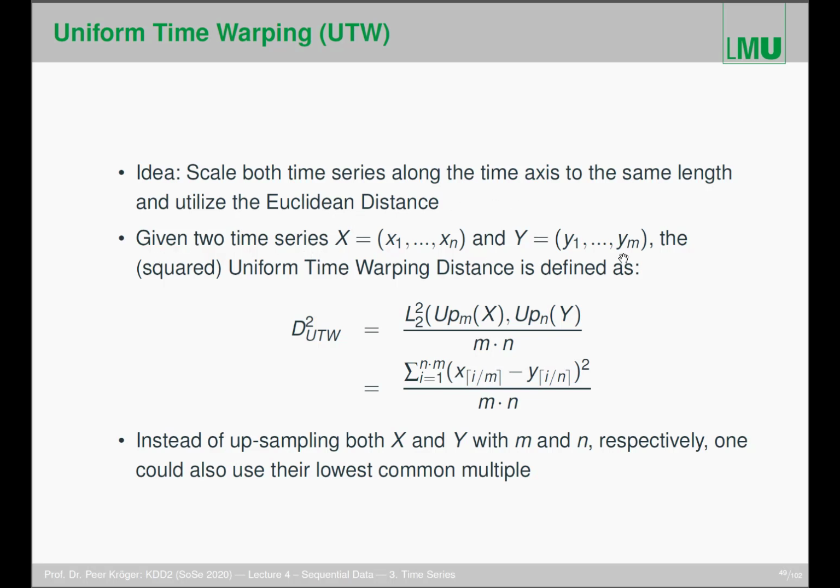But anyway, given two time series with different length, the squared uniform time warping distance is, you just upsample both. X has a length n, Y has a length m, so you upsample them to the length m times n. You have to upsample X by m and upsample Y by n, and then you apply squared Euclidean distance in that case. If you take the square root, then you have the non-squared uniform time warping distance.